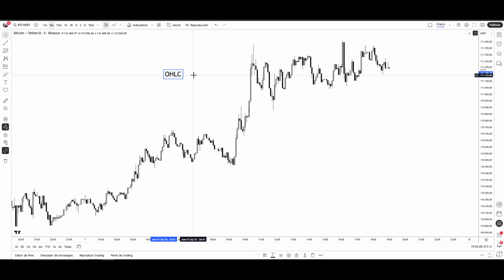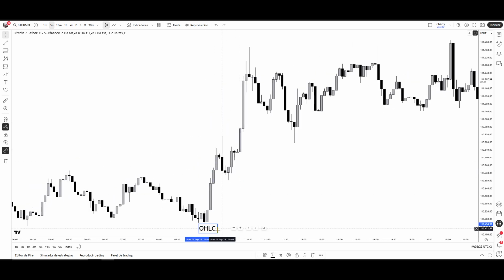You don't need 1,000 indicators. You don't need 1,000 drawing tools. You don't need any of that. You just need to understand the open, the high, the low, and the close of each candle. So let's go, for example, randomly to this candle over here.